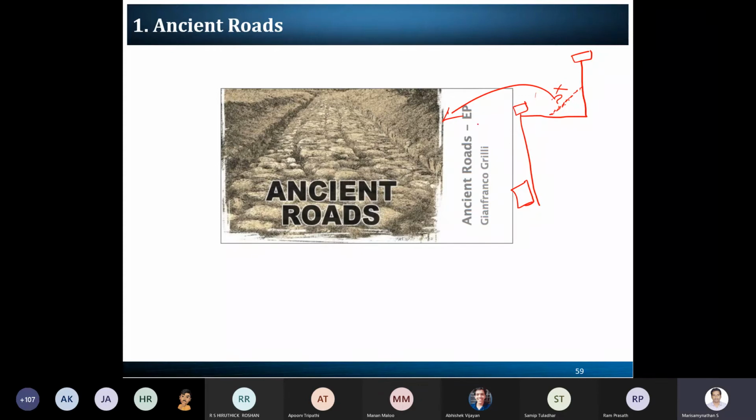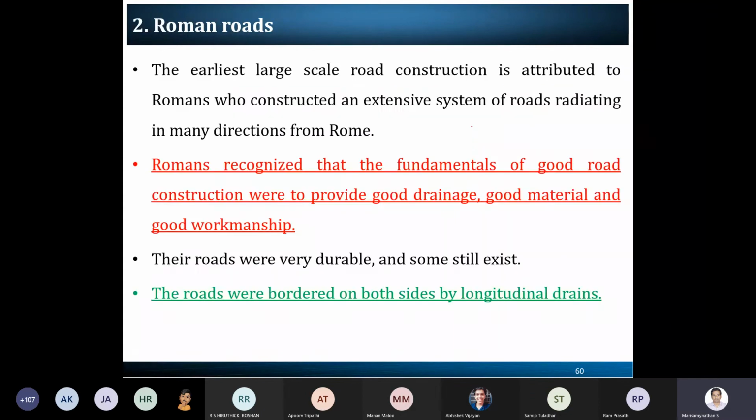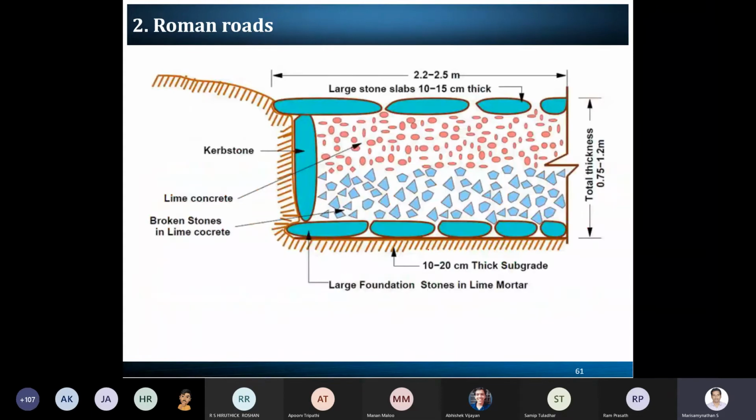So without any technical input or technical facilities, the ancient roads were existing. People were using them for transferring from one place to another. Then, as I mentioned, technical development happened, particularly drainage, good material, good workmanship, using all the facilities. They built some very good, durable roads. So these people invented this particular road. Still, we can see some of the Roman roads in the world. Somewhere they exist for historical reasons, and they might be keeping them.